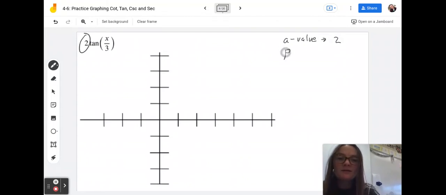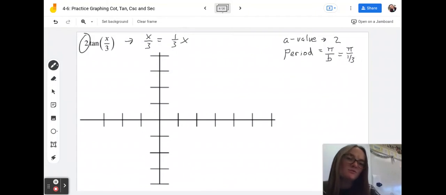From there, the period is going to be a little bit different. Remember that period for tangent is pi over b. Notice here how x over 3 is the exact same thing as 1/3 x. Therefore, b must be a third. Okay, so we're going to say that this is pi divided by a third. If I keep it, switch it, flip it, this is pi times 3 over 1, which is equal to 3 pi. So my period is 3 pi.